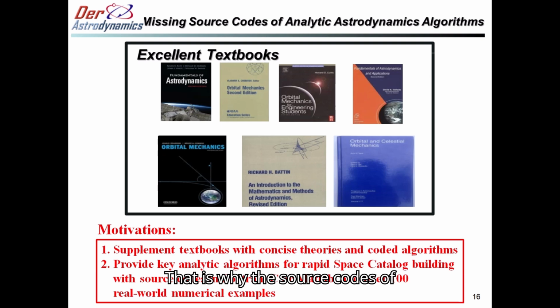Coding the equations of theories is much more complicated in the real world. That is why the source codes of astrodynamic algorithms are missing in most textbooks, let alone analytic perturbed algorithms and real-world numerical examples for space catalog building. This is no knock to many excellent textbooks. My two motivations: 1. Supplement textbooks with concise theories and coded algorithms. 2. Provide key analytic algorithms for rapid commercial space catalog building with source codes in Fortran, C, or MATLAB, and over 100 real-world numerical examples.